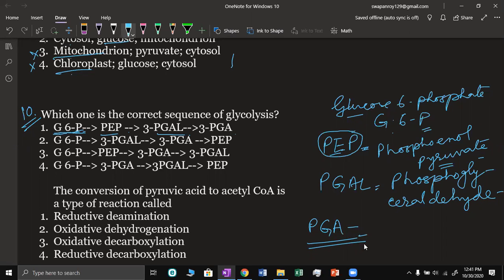PGA is, okay, you tell. Who told about PGAL? The similar thing. Phosphoglyceric acid, sir. Yes, yes, that's good. Phosphoglyceric acid.